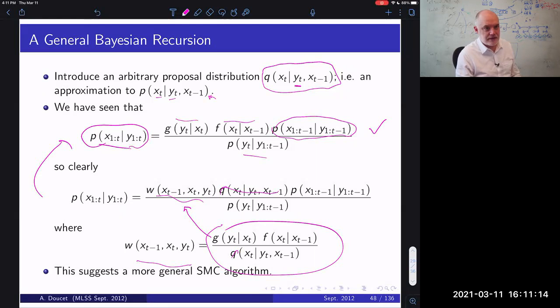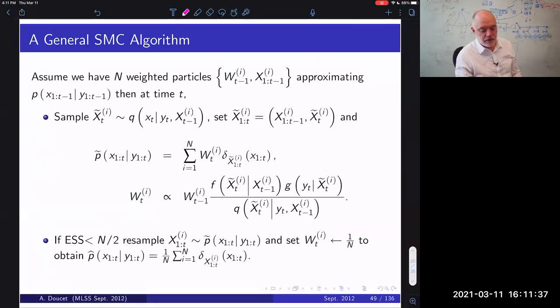So this suggests a more general sequential Monte Carlo algorithm, which is to say that you can sample or run your probabilistic program from something other than the program itself. You can learn to run the program from a proposal distribution instead. Okay, and what does it look like? Well, a more general SMC algorithm says we have n weighted particles approximating the posterior at time t. Note that these are weighted particles now, right?